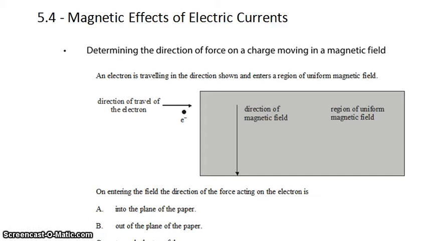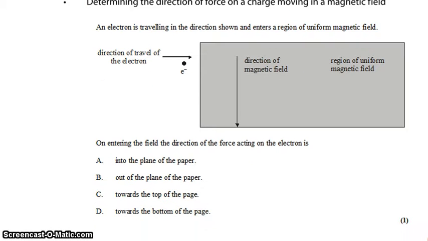Alright, David Can here. We're looking at section 5.4, determining the direction of force on a charge moving in a magnetic field. We have an electron traveling in the direction shown, and it enters a region of uniform magnetic field. The direction of the magnetic field is down, the direction of the travel of the electron is to the right. Once it enters the magnetic field, it's going to experience a force, because moving charges in magnetic fields experience forces. The question would be, in what direction?